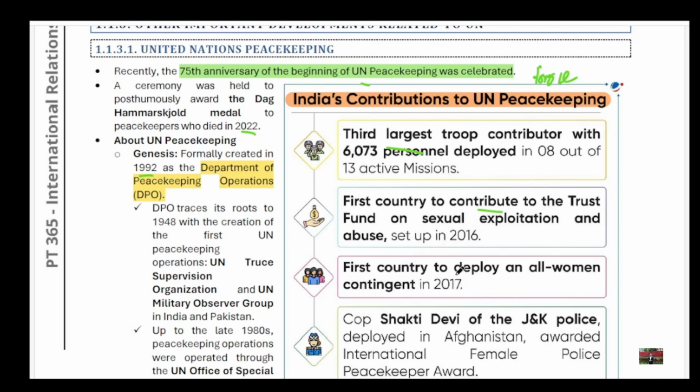In the United Nations peacekeeping force, one of the very important challenges was sexual abuse of the women soldiers deployed under United Nations peacekeeping. So the United Nations came up with a fund to give required training to the women regiment for self-defense against the various exploitations happening on the ground. India was the first country to contribute to that particular trust fund. India also was the first country to deploy an all-women contingent in 2017.